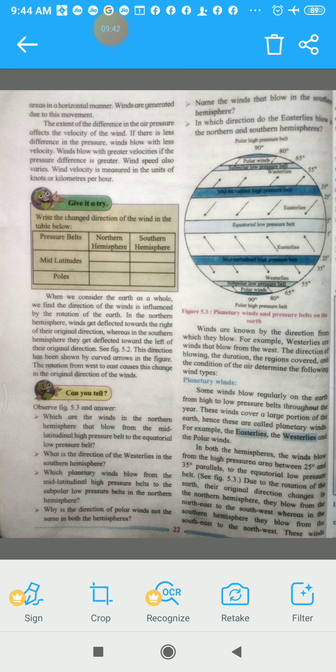planetary winds. Why are they given the name planetary winds? Because they blow on our planet Earth throughout the year, and they also cover a large portion of the planet Earth. That's why the name planetary wind is given. For example, the easterlies, the westerlies, and the polar winds. So planetary winds are further subcategorized into three types: easterlies, westerlies, and the polar winds.